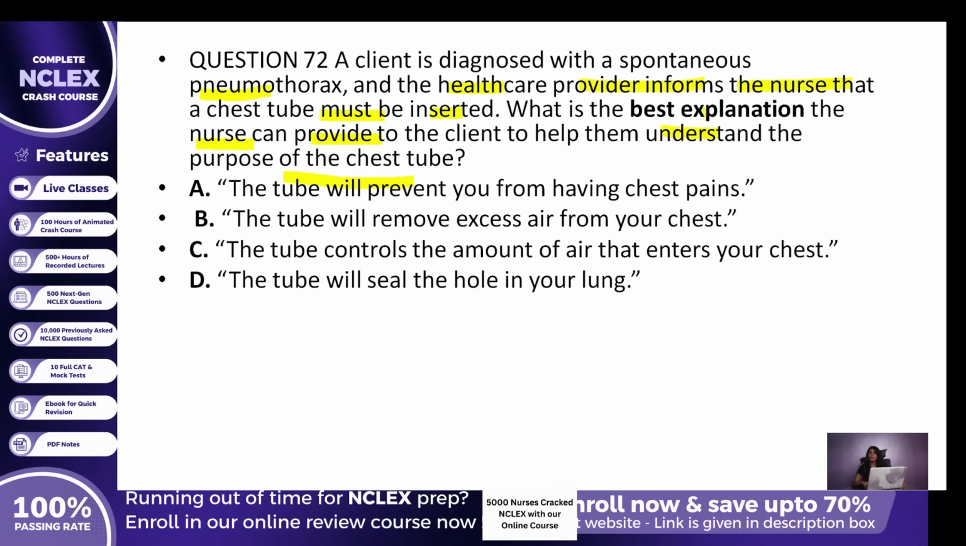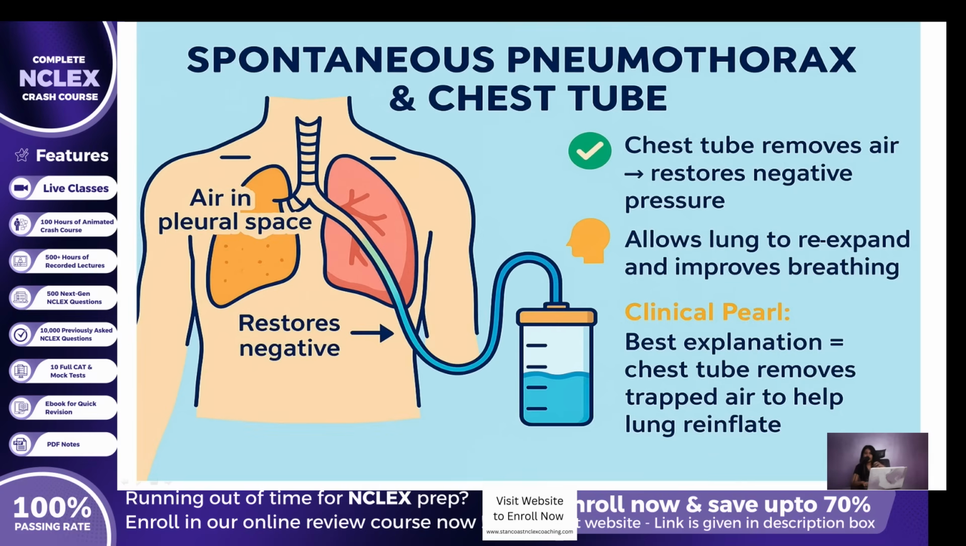The correct answer is option B. The tube will remove excess air from your chest. In a spontaneous pneumothorax, air collects in the pleural space, preventing lung expansion. The chest tube works by removing this trapped air, restoring negative pressure, and allowing the lung to re-expand properly. This is the clearest and most accurate explanation for the client.